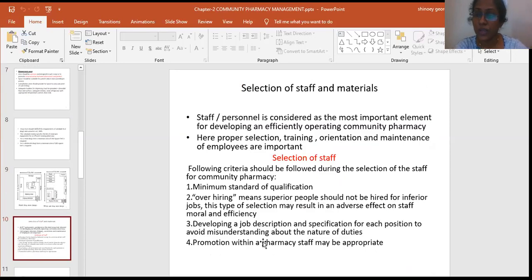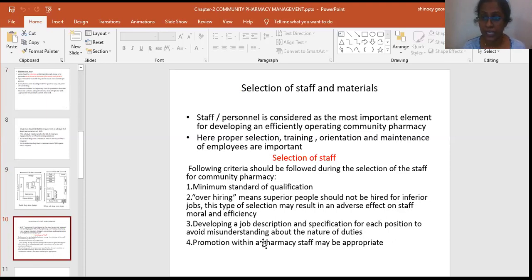Next one, once we have designed the site for the community pharmacy, is the selection of staff and material. So while selecting a particular staff for working in a community pharmacy, different steps are involved. One is selection of the staff, giving proper orientation to the staff. Then, while selecting the materials for the community pharmacy, we usually follow two methods. One is coding of the particular product. Next one is stocking of the particular product. We will start with the selection of staff.